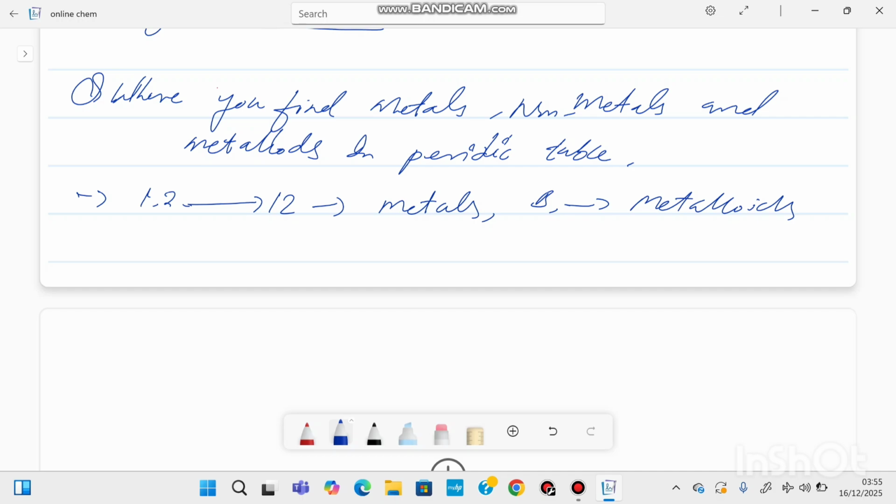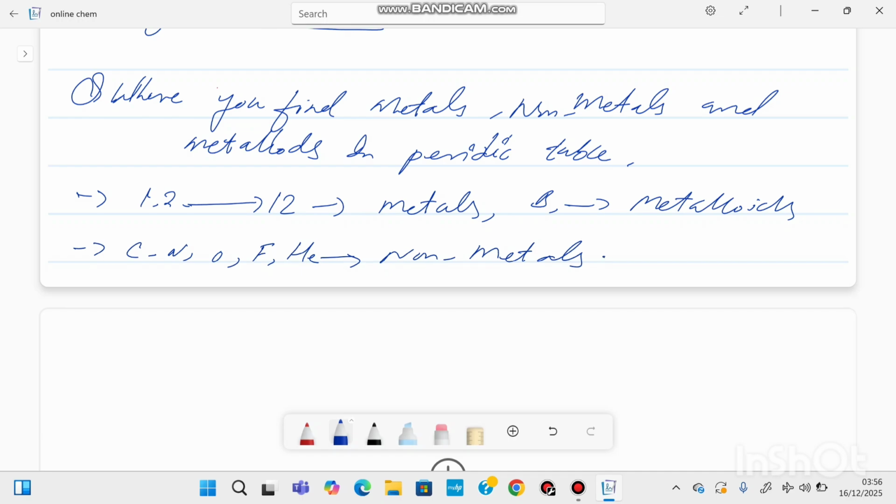After that, from the carbon family, nitrogen family, oxygen family, fluorine family, and then helium, all of these families are non-metals. Group 13 is where it has been divided, and groups 14, 15, 16, 17, 18 are all non-metals.